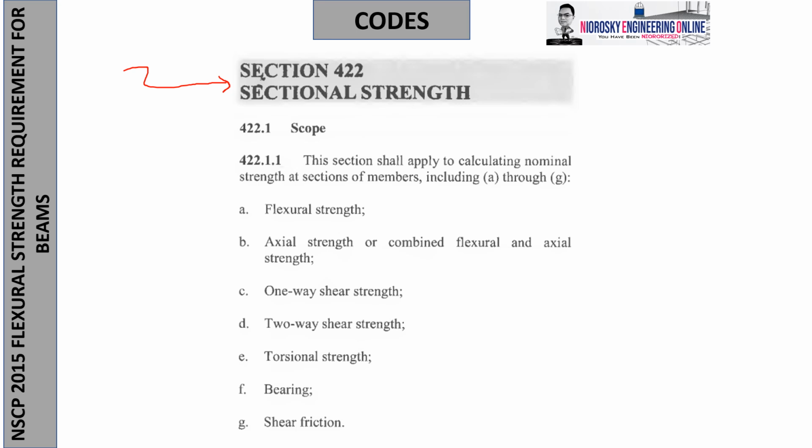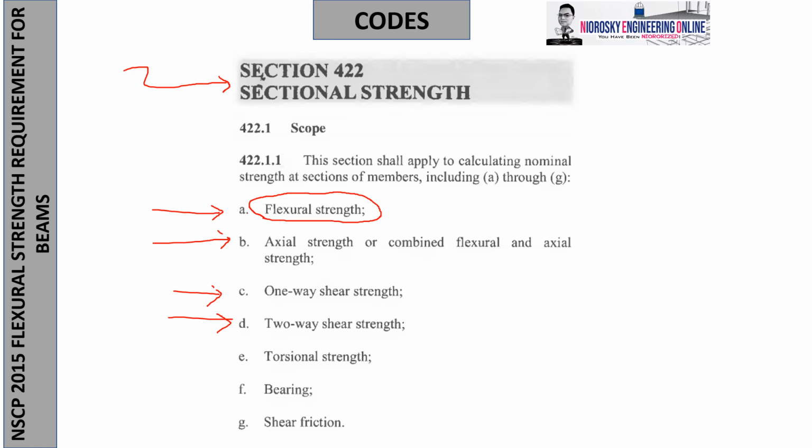Okay? So, don't forget that under this section 422.1.1, what are being analyzed in a particular member? The flexural. Kita niyo po, inuna si flexural eh. That's how important flexural strength is. Because without flexural strength, this is one of the main capabilities of a concrete beam, since it falls under the categorization of the compression tension allocation. So therefore, it is very important to identify the flexural strength, followed by the axial, the one-way shear strength, and two-way shear strength. Usually, this is for the column.